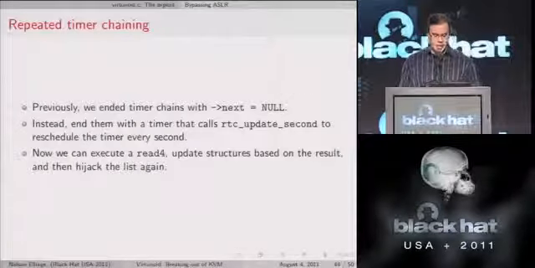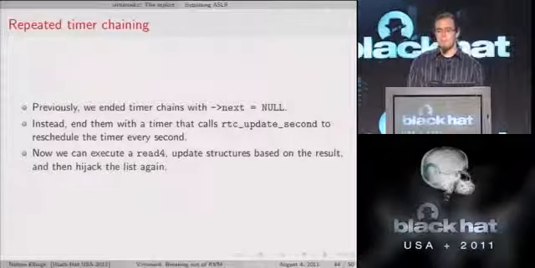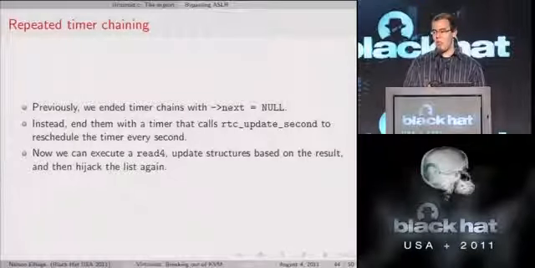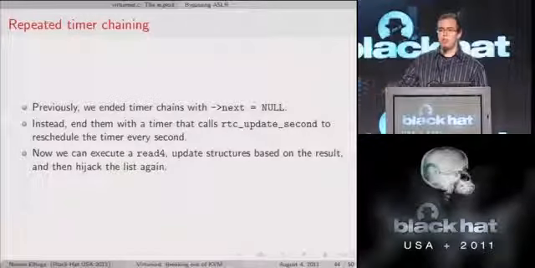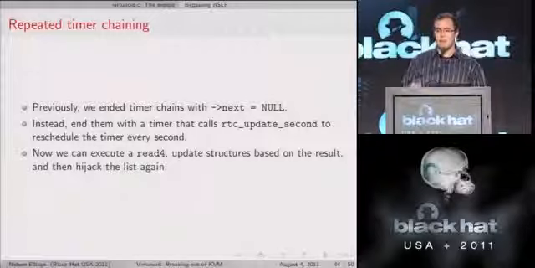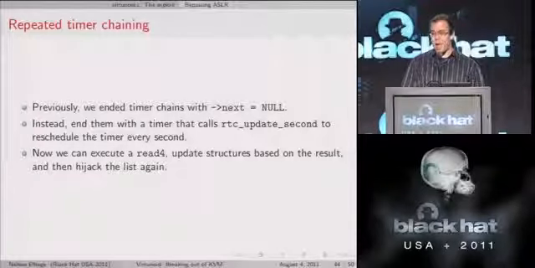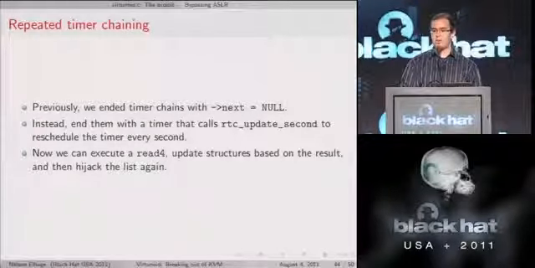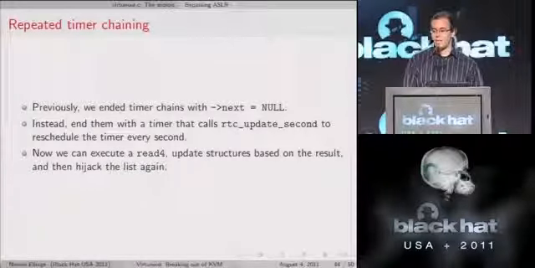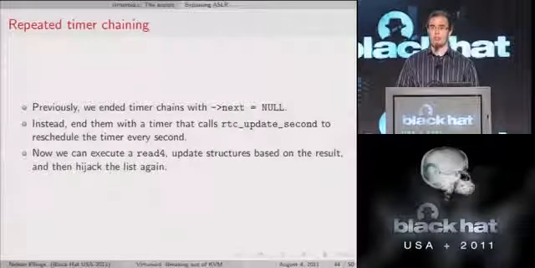The one other detail that we need here is now, instead of constructing a single timer chain and jumping to it, we're actually going to do that multiple times. And the way we're going to do that is, previously I showed that timer chain that I constructed ended with arrow next equals null. So basically, this is the end of the timer chain, stop here. Instead, now I'm going to end them with a timer object that calls back into our good friend RTC update second, which is going to do some updating of the real-time clock that I don't care about, and then it's going to re-register that timer to run in 1 second and return.